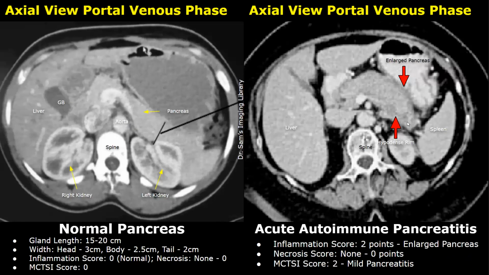There was no fat stranding or peripancreatic fluid collection. This was graded as mild pancreatitis.